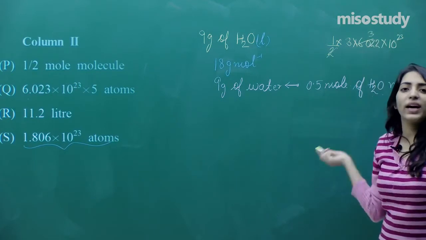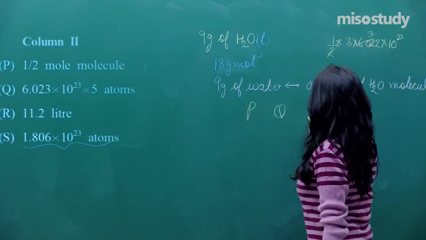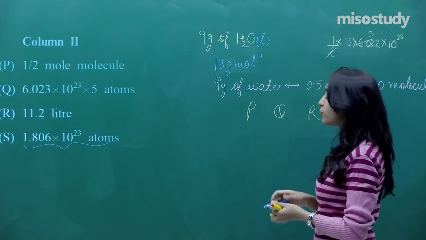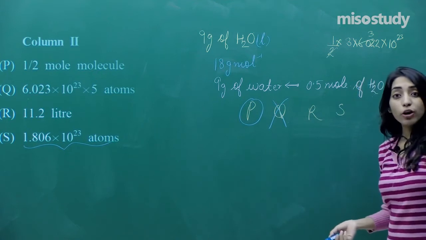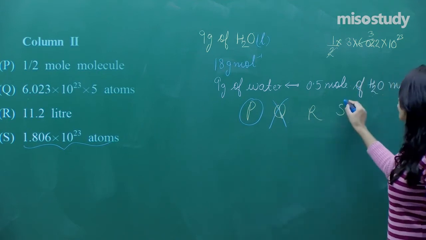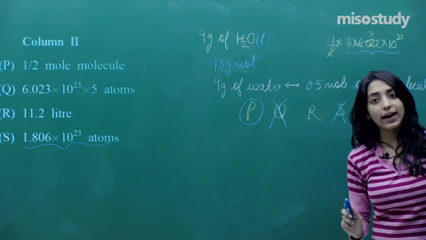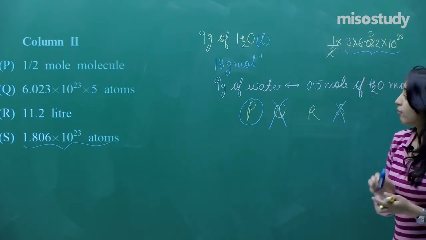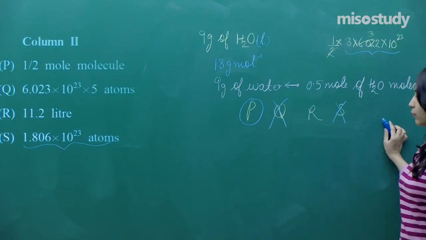Which will be 3 into 3 again 9. So even P was the option, yes. Q is not the option. R is the option or not? Okay, for sure S is also not the option, because the answer should be 9 into 10 raised to the power 23, right? Now, do you think that option number R will be correct for 9 grams of water or not?